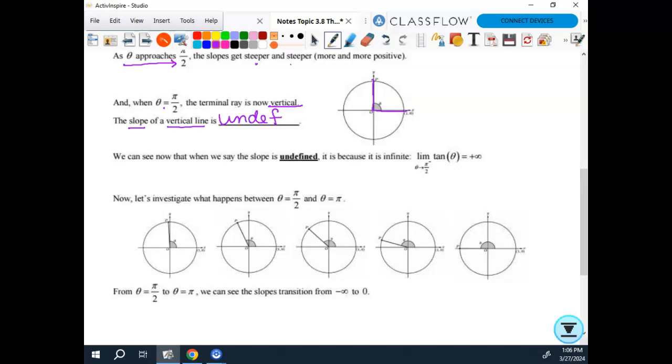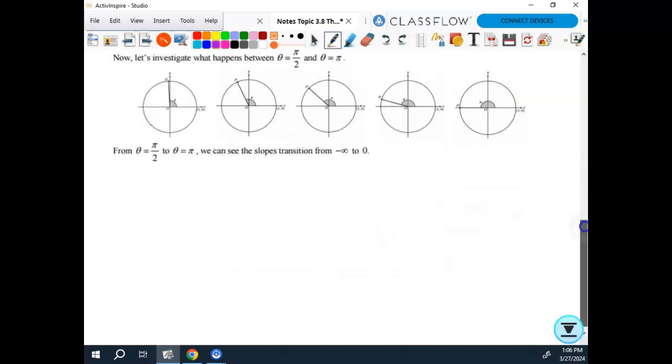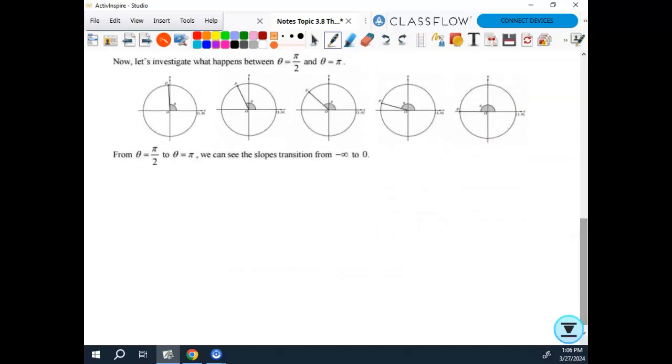So when we say the slope is undefined, it is because it is infinite. The limit as theta approaches pi halves from the left is infinity. And that's because the tangent of pi halves is undefined. Okay? Now let's move into the second quadrant and look at that.